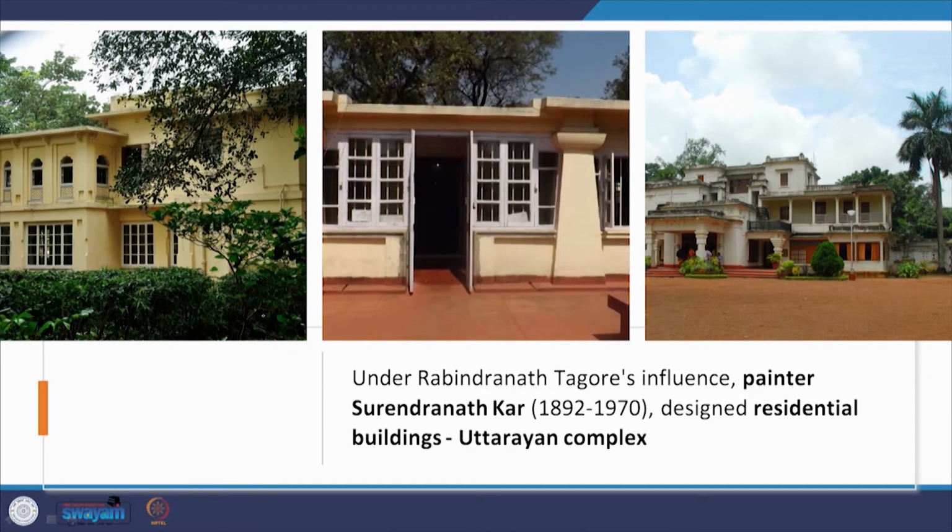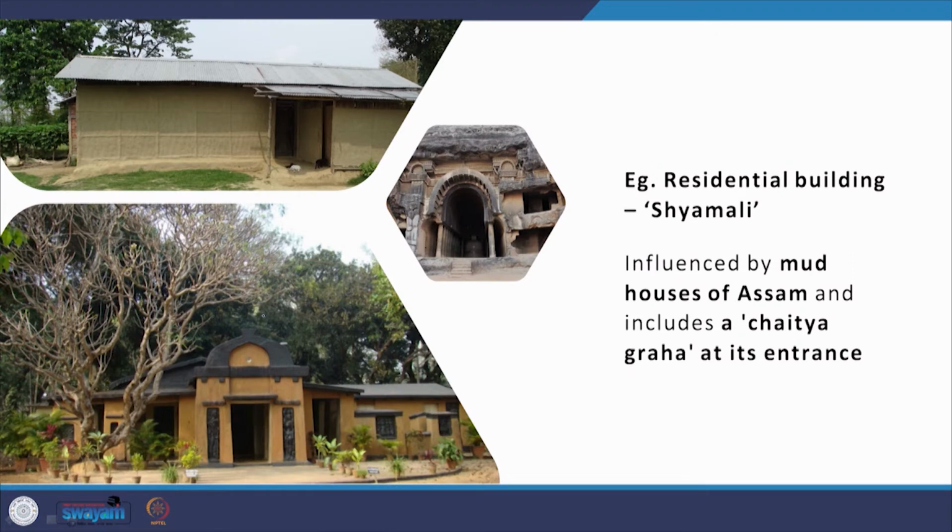So, under Rabindranath Tagore, painter Surendranath Kar, who lived from 1892 to 1970, designed residential buildings which were called the Udayan Complex, and different eclectic styles were found within this residential set of buildings. One, for example, was the residential building called Shyamali that I just showed you. This is a combination of the mud houses of Assam, and so the mud architecture that you find in Shyamali, whereas the overall form of Shyamali is borrowed from the Chaitya Graha, that is the entrance to the Chaitya Hall, and that is the form of the Shyamali. So, this is how it was merged together.